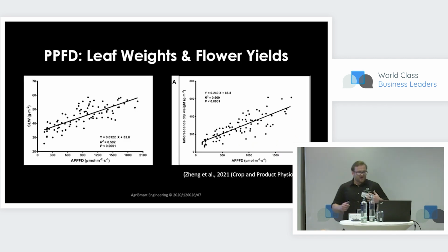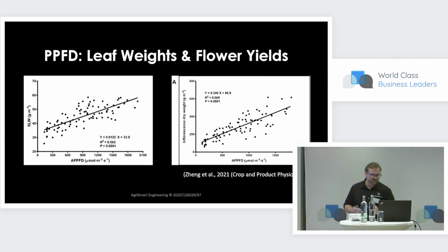So, how does it work? How does light energy translate to commercial success? What does the science say? On the right-hand side, you have your PPFD on the x-axis and your specific leaf weight on the y-axis. And on the left-hand side, your PPFD on the x-axis and your inflorescence dry yield on the y-axis. These two graphs correspond to your vegetative and inflorescent or flowering cycles, respectively.